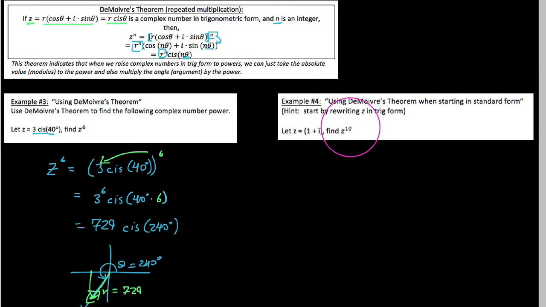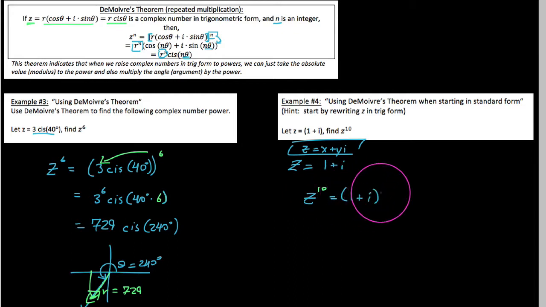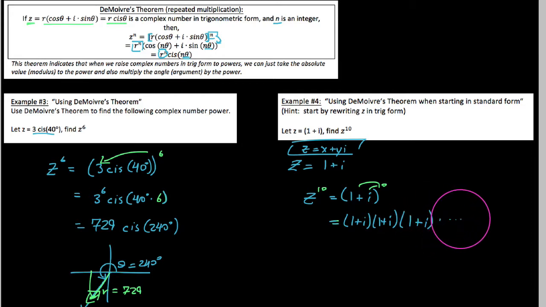Now I want to use DeMoivre's theorem again, but let's say we started in standard form, and let's weigh the benefits of doing it with DeMoivre's in trig form. If z is 1 plus i, this is a complex number in x plus yi, or standard form. If we were to raise z to the 10th power, we'd have to take 1 plus i to the 10th power, which means we would not be able to distribute this straight through, but we would have to take 1 plus i times 1 plus i times 1 plus i times 1 plus i.